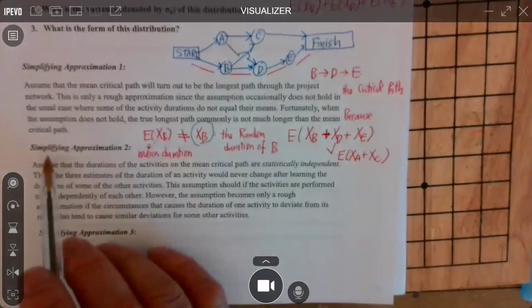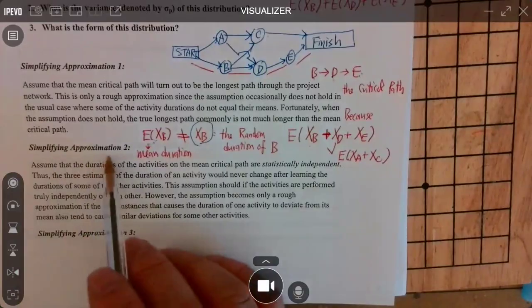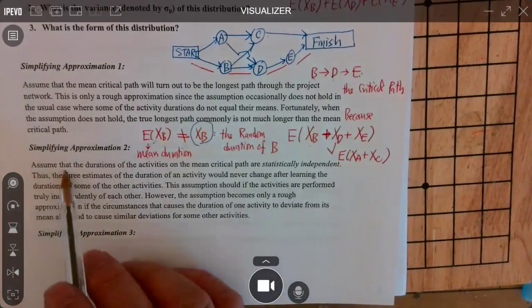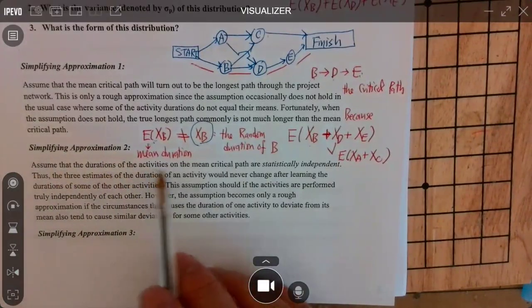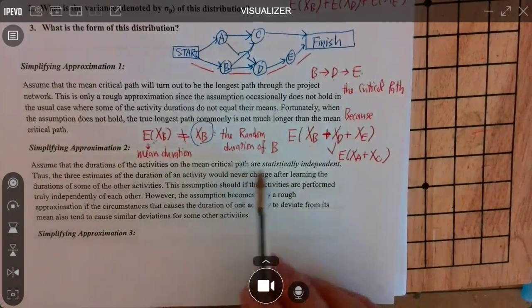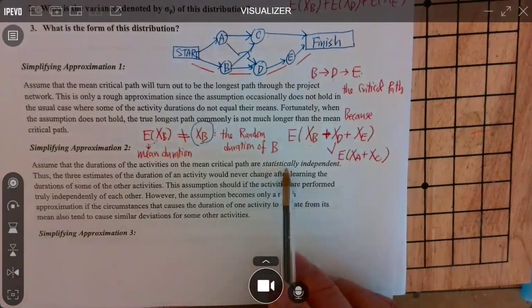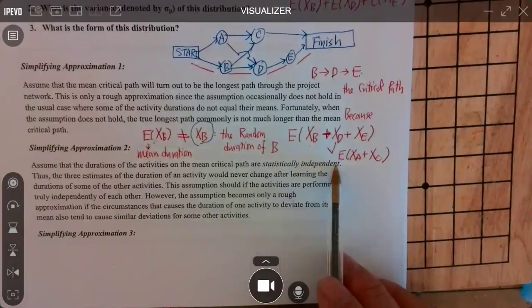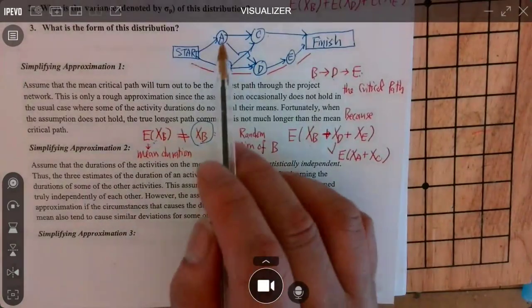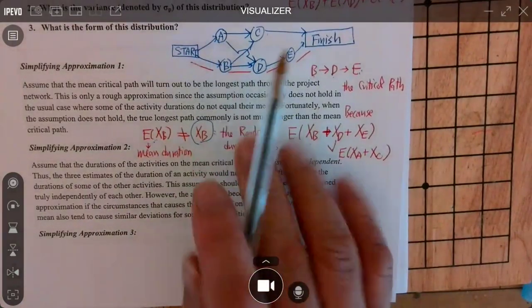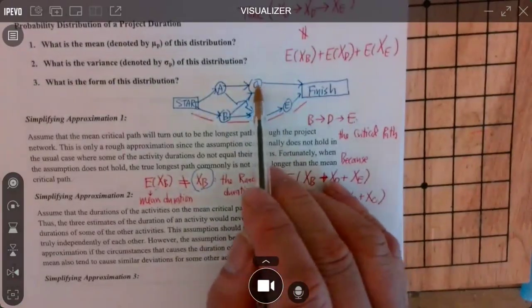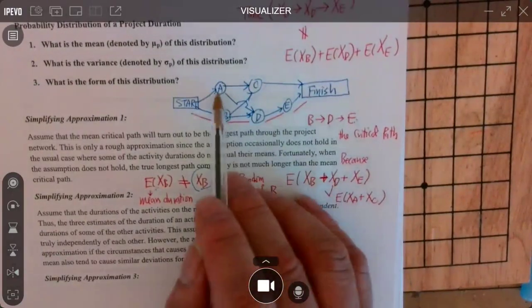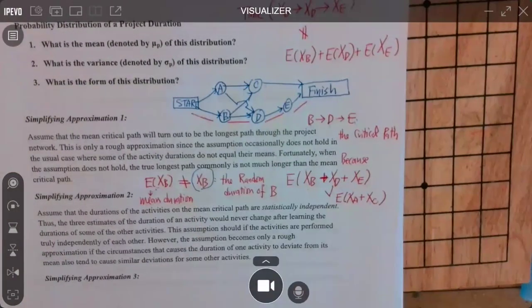And the second one, simplifying assumption 2. Assume that the durations of the activities on the mean critical path are statistically independent. Okay, what does that mean? What happened to A will not affect what happened to C. But this is usually a very strong assumption.